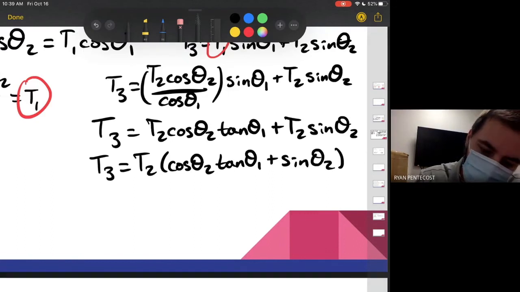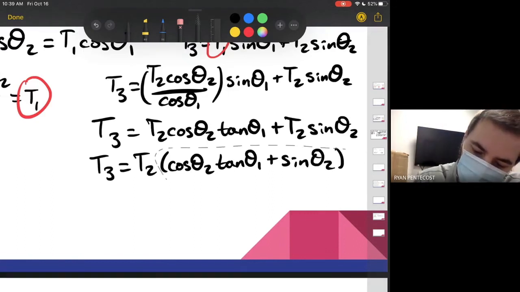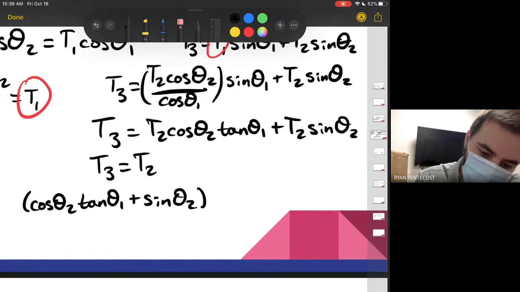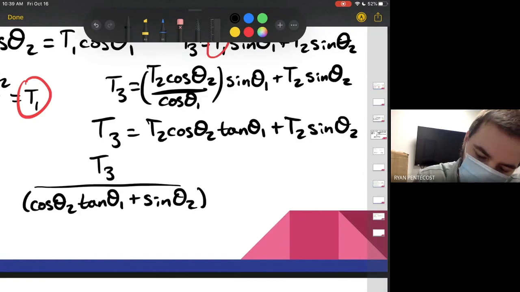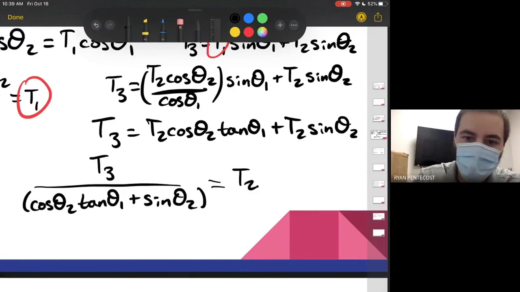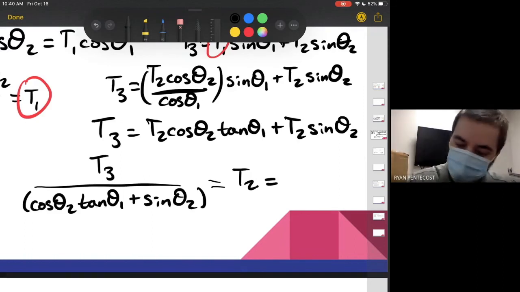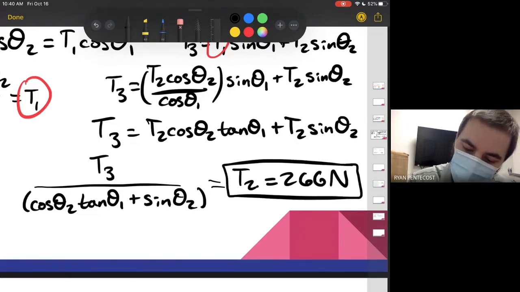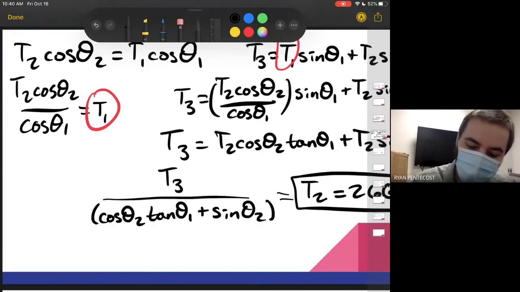So T3 divided by all that mess equals T2. And no, we're not going to substitute all that over because, again, that's a mess. We have T3, we have all the thetas. Let's just evaluate that. You get about 266 newtons. So that is tension 2. Then we'll just bring that over and plug that into our tension 1.